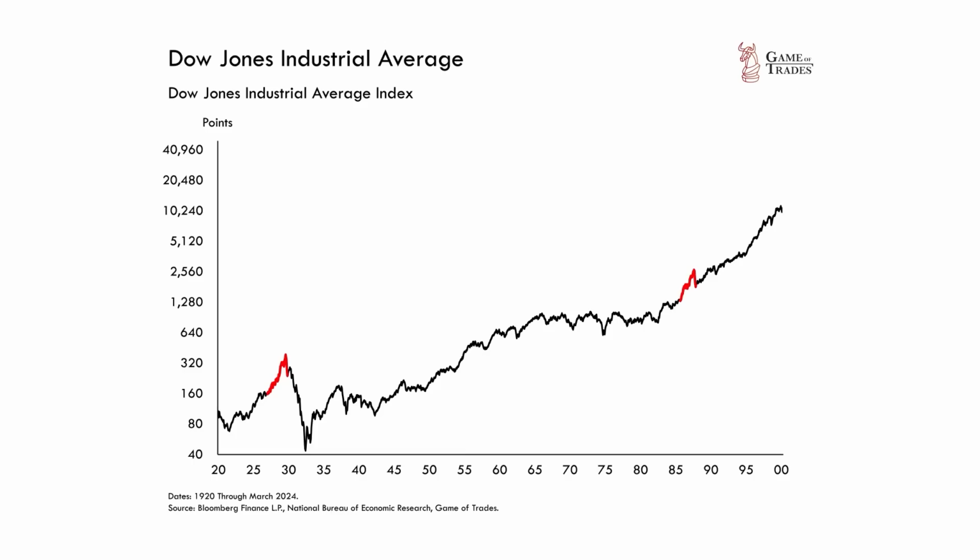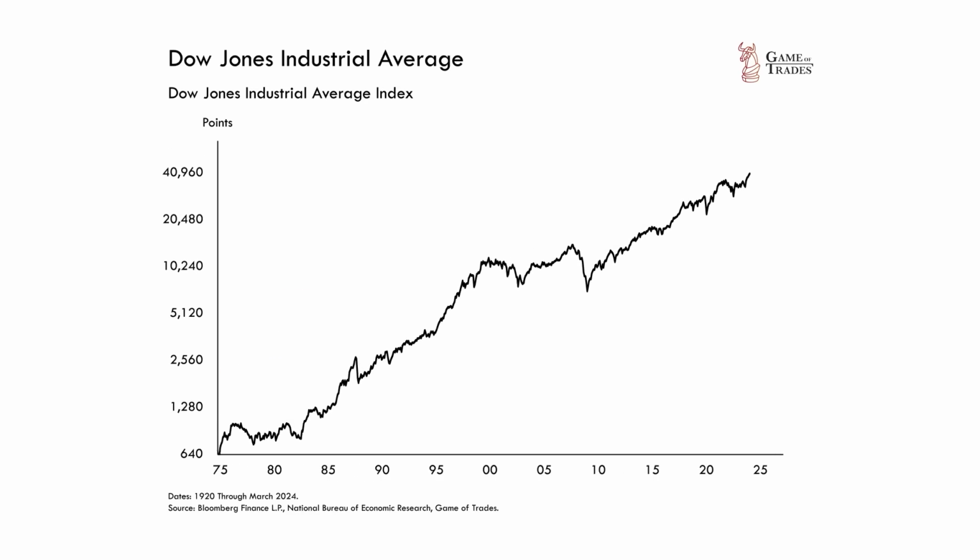The big difference, of course, is that the yield curve had never been inverted in 1987, whereas it had been inverted for over 600 days when the crash occurred in 1929. Fast forward to today's market melt-up.